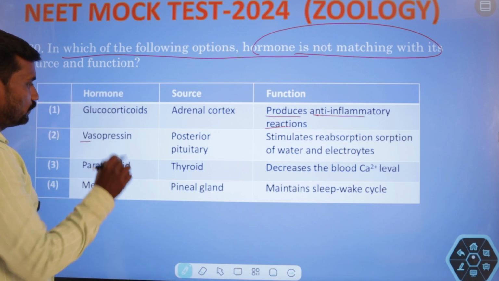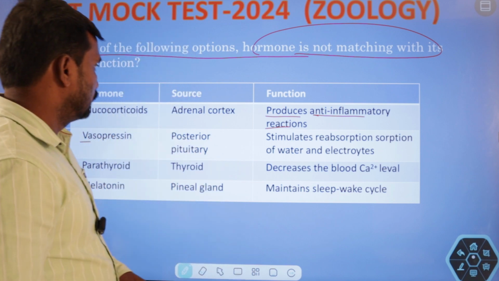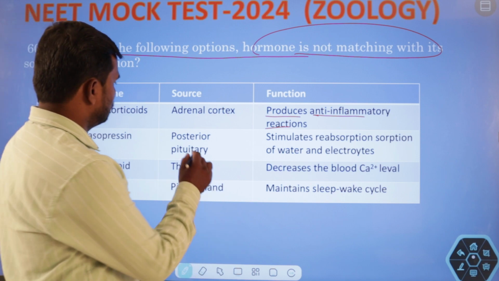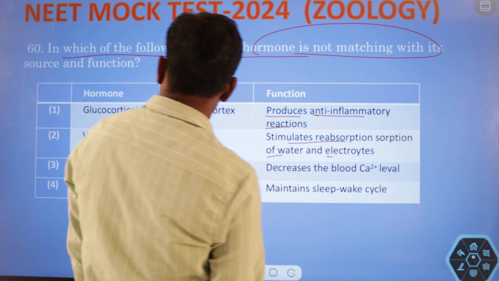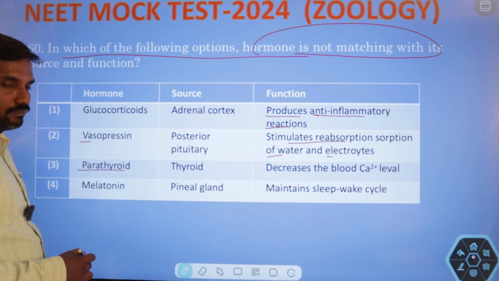So vasopressin, you know very well, as well as oxytocin, has its source in the posterior pituitary but is synthesized by the hypothalamus. It is responsible for stimulating the reabsorption of water and electrolytes. But the word is very important. Parathyroid is the answer, you know very well.